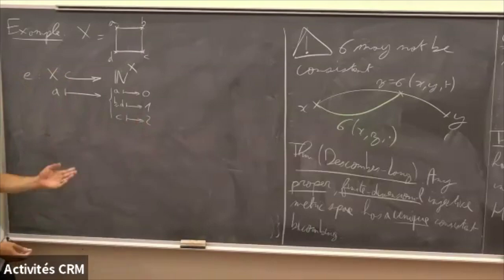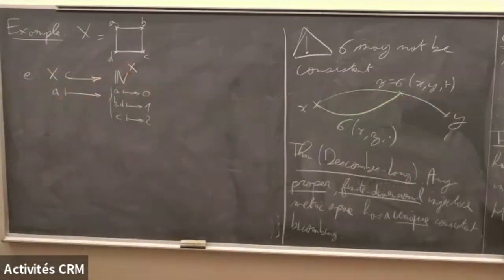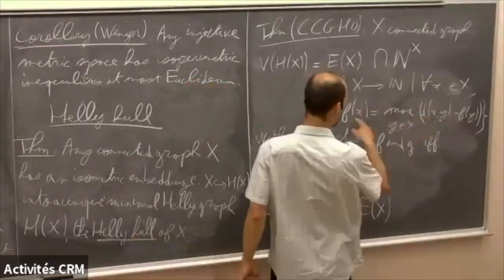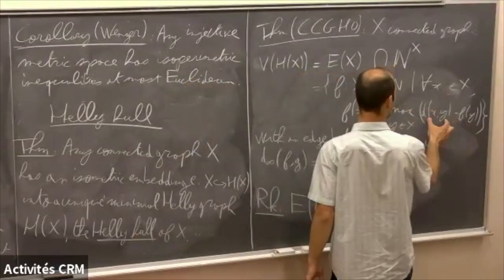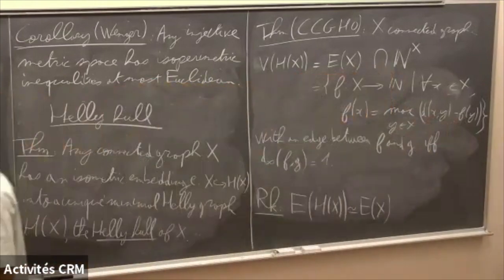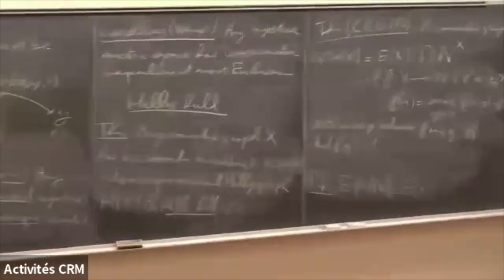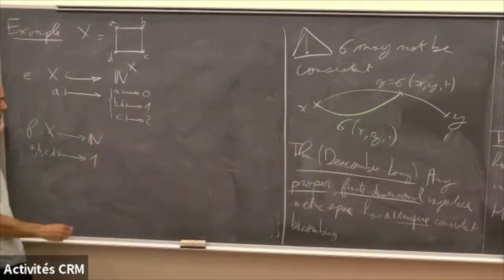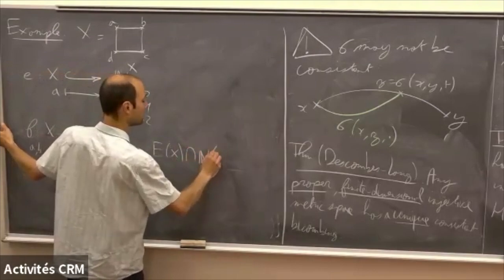You may wonder what other such functions from X to N satisfy this property. You can also rewrite it as: for every x, there is a y such that f(x) is equal to the distance plus f(y), the inequality we had in the graph X. So you see that if you look at f from X to N which sends every vertex A, B, C, and D to 1, the constant function 1 is in the injective hull of X, and it's minimal.